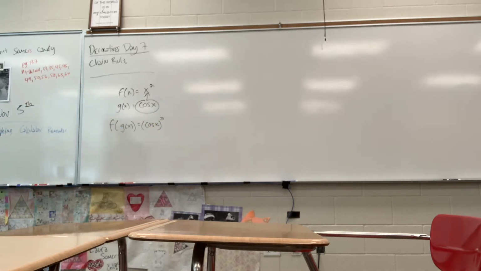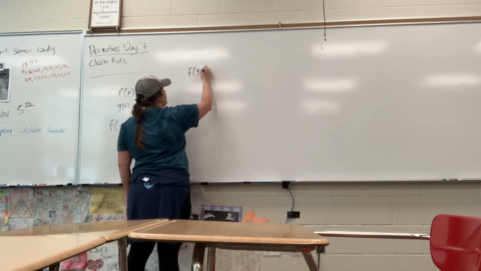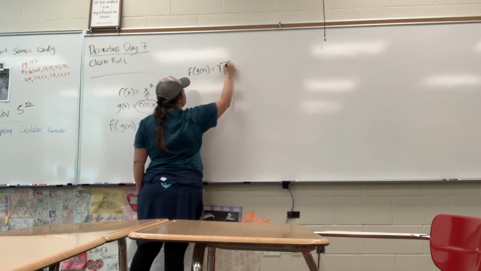So what we're going to start with today is I'm going to ask you to do the opposite. I'm going to give you the composed function, and you need to deconstruct it. You need to tell me what was f and what was g. We're going to do a few together. So let's say I gave you f of g of x is the square root of e to the x.